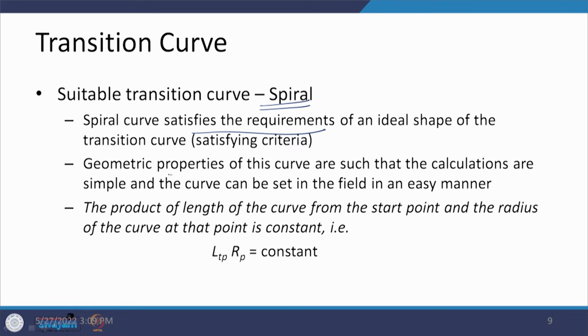Then it has the geometric properties that the calculations are simpler and it can be set in the field in an easy manner, and the product of the length of the curve from the start point and the radius of the curve at the point is constant. So, that is what we discussed, that R c into L t is constant. Here we say that R c at a point P and the L t up to a point P is what we are talking about here. So, that is the way we present it.